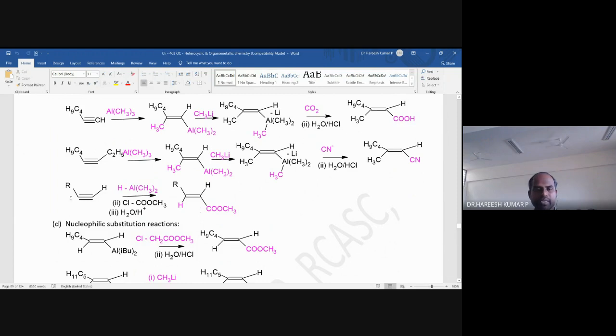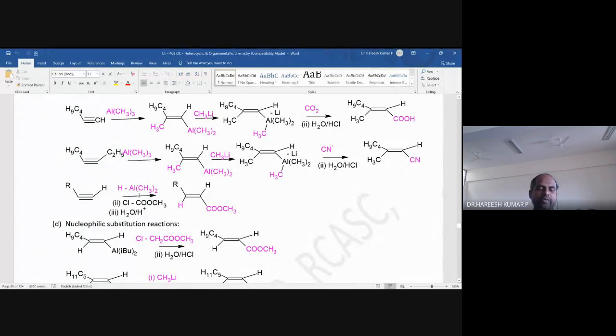Similarly, here I am taking one more example. So what is happening here? This is an unsymmetrical ketone. Suppose R is other than H. If R is equal to H, again it's a symmetrical one. So what is the reagent here? Dialkyl aluminum hydride. So that means hydride should add to the more substituted carbon, and aluminum will add to the less substituted carbon atom.